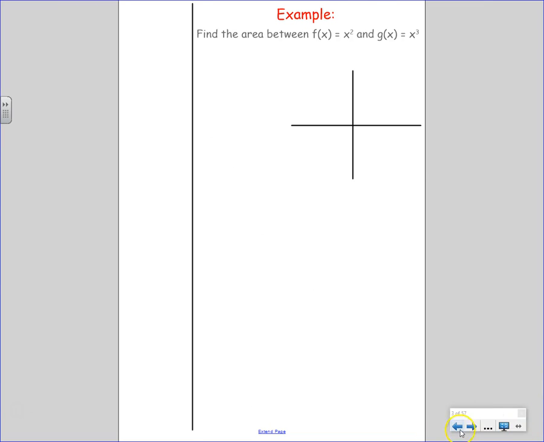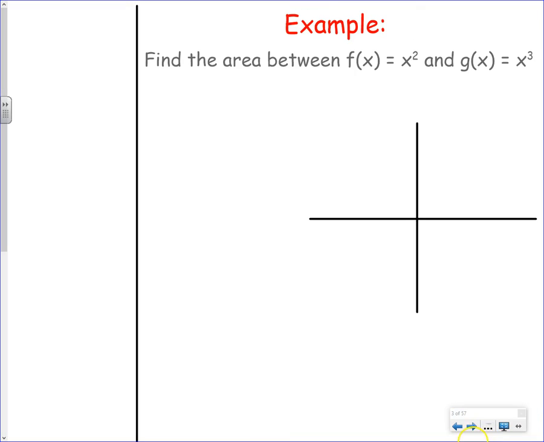So let's take this example. Area between, they have to give us 2 functions, and they do. They give us f and they give us g. So we have f of x equal to x squared, we have g of x is equal to x cubed. Two different functions.